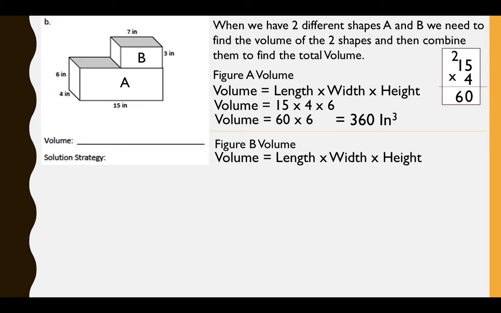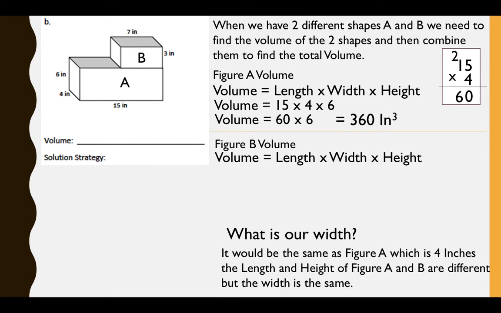So again, our formula is length times width times height. Now we have to figure out what our width is going to be. Okay, so the width is going to be actually the same as figure A, which is 4 inches. Now the length and height of figure A and B are different, but the width is the same. If you look at the width of A is 4, and then go up to where the width is of B, the width of A and width of B are exactly the same, but you can see that B is much shorter. The length is much shorter, so we have to figure out what the length is and what the height is going to be of B.